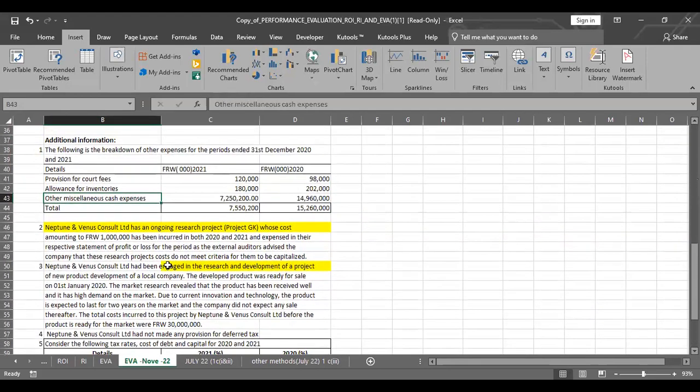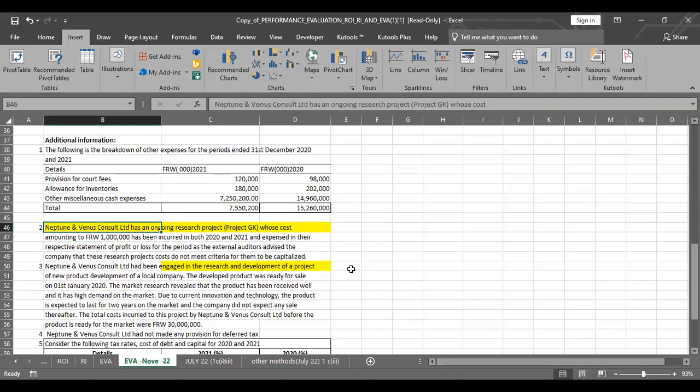Let me pick those that I can pick directly from here. We have Neptune. There is a research item here. They say Neptune and Venus Consult has an ongoing research project called GK, whose cost amounting to $1 million has been incurred in both 2020 and 2021, and expensed.